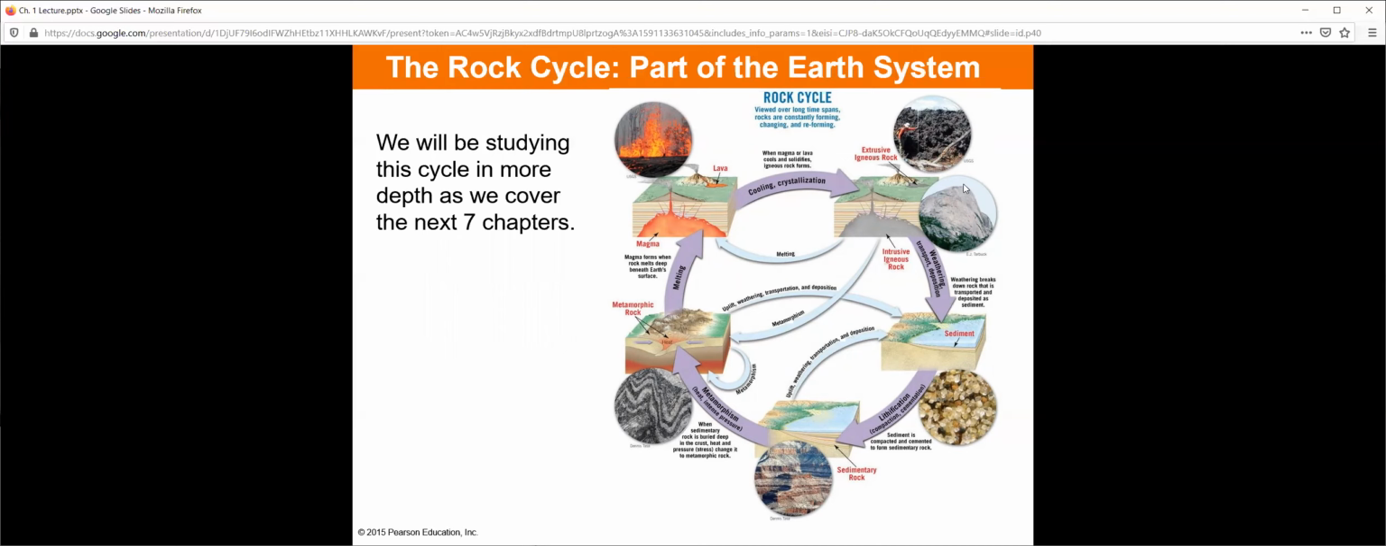Again, introducing this concept now, we're going to dive deeper into the rock cycle as we go through the class, because it's kind of hard for you to understand the rock cycle without understanding the rocks, right?